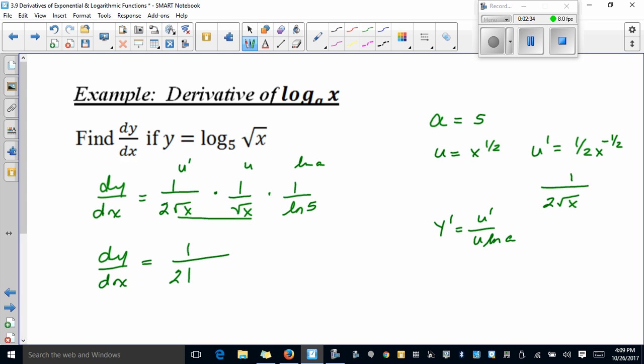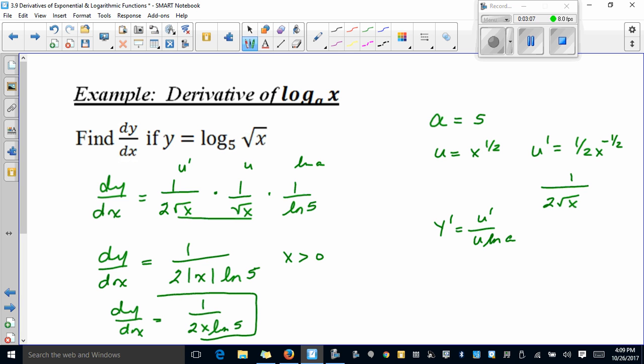Now, for those of you going, why absolute value of x? Because we have to guarantee this x value is a positive value. But that's okay, that comes with the domain anyway, because x must be greater than 0. So I suppose we don't absolutely have to have that absolute value. It can be 1 over 2x natural log of 5. But anytime you take something out from underneath the square root and it's an exponent, a variable, it has to be guaranteed to be positive.